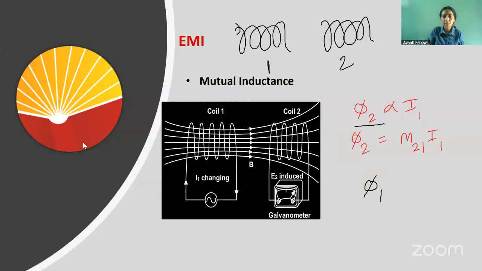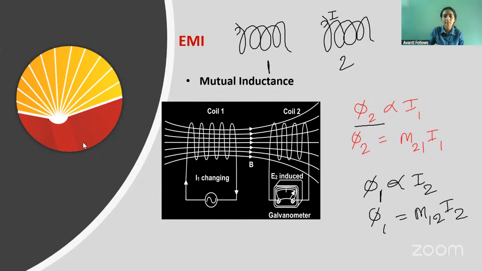Similarly, phi 1, if you find it, that is, if you let current flow through the second coil and try to see what is the flux getting linked with 1, then phi 1 will be directly proportional to I2, and in that case phi 1 you will write as mutual inductance of 1 with respect to 2 into I2.